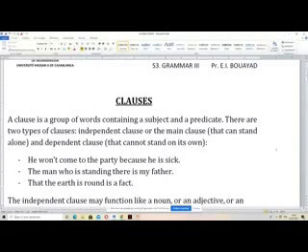Then we have because he is sick, which is another clause. This is why we say that a clause is a group of words containing a subject and a predicate, not like a phrase, which contains no subject or predicate. A phrase is smaller than the clause, and the clause is smaller than the sentence. So because he is sick is a dependent clause. Why? It cannot stand on its own. I cannot say because he is sick and stop.